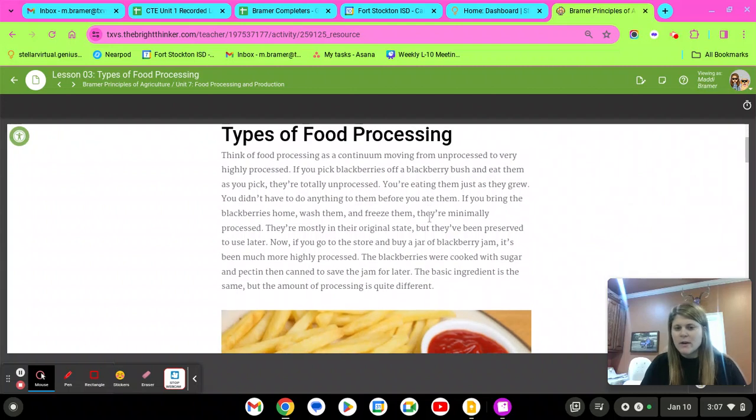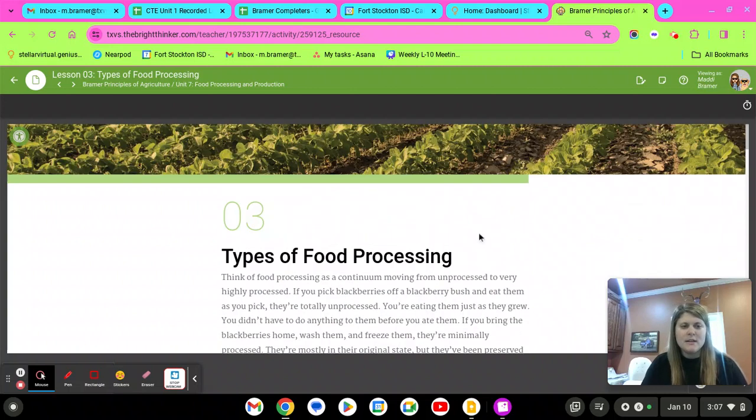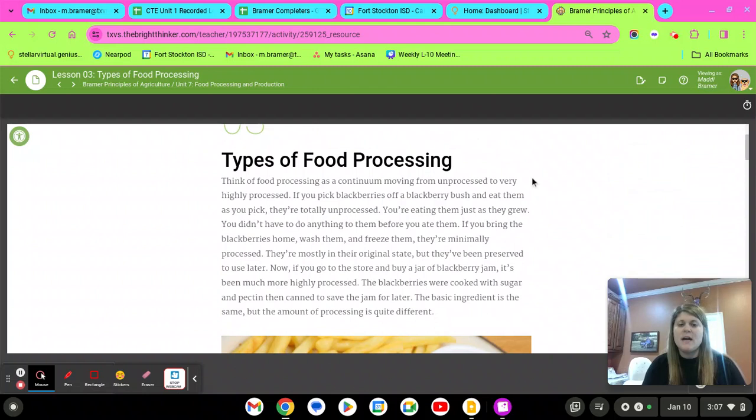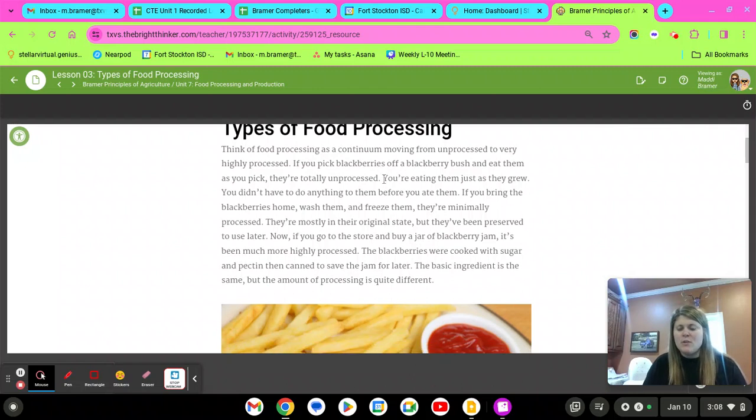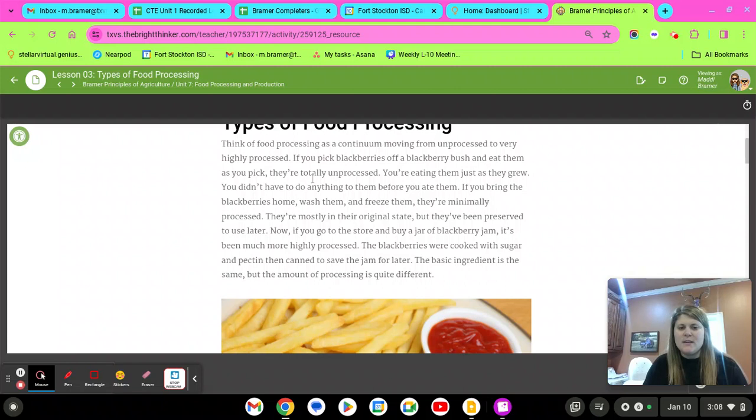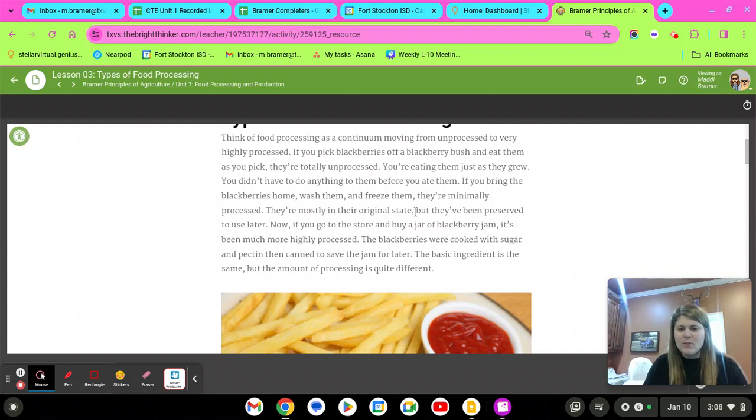All right, so today we are in Unit 7, Lesson 3. We're going to talk about the different types of food processing, how different food is processed. So there's unprocessed to very highly processed. Like if you pick something, blackberries, their example, right off of the bush and you eat them, that's unprocessed. Nothing happened. You eat them just as they grew. You didn't have to do anything before you ate them.